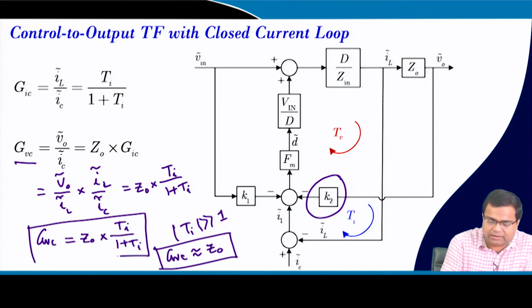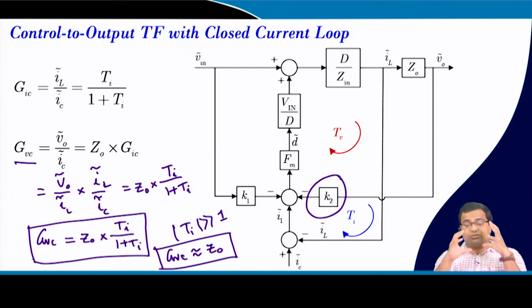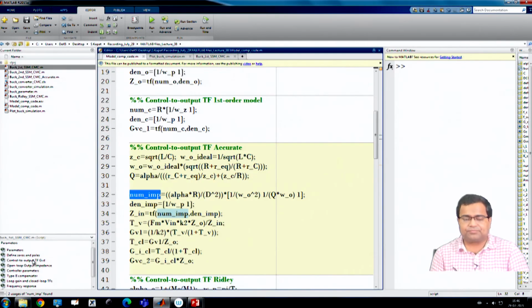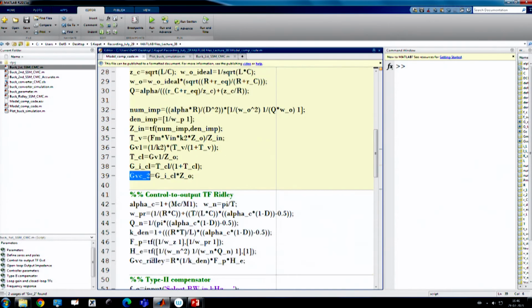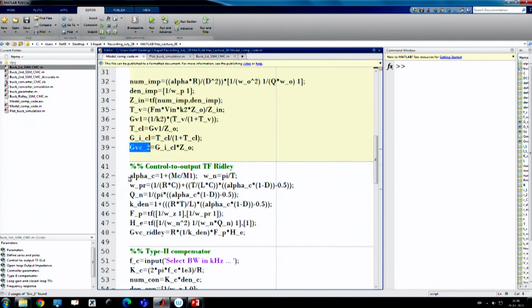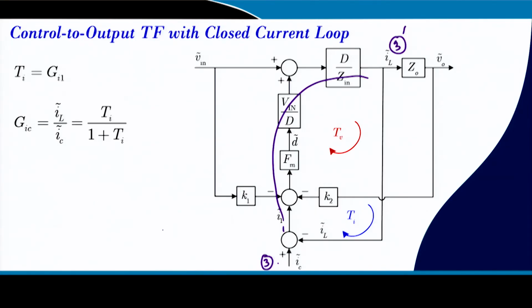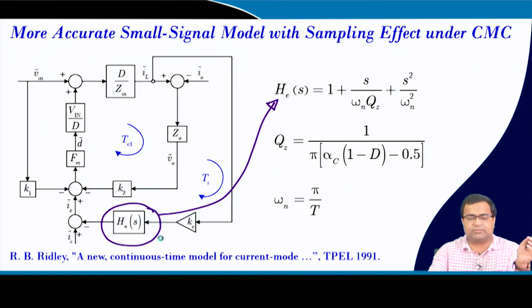So this is our expression we are talking about. We want to obtain the control to output transfer function using the accurate model here. For that we need to derive the voltage loop transfer function and the current loop transfer function first, then GVC2, the control to output transfer function using the accurate model. Then we are talking about the Ridley model, where alpha and everything is as per the equation that we have discussed.